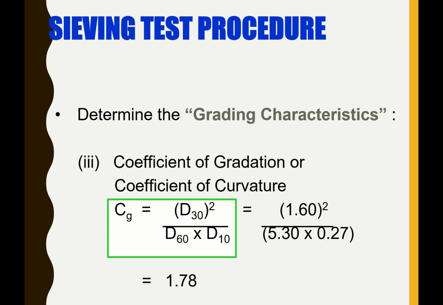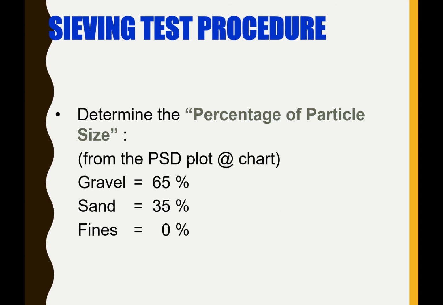Next we have another thing to calculate: the coefficient of gradation, or coefficient of curvature. It is given by Cg = D30² / (D60 × D10). Use the values, calculate, and you get Cg equal to 1.78.